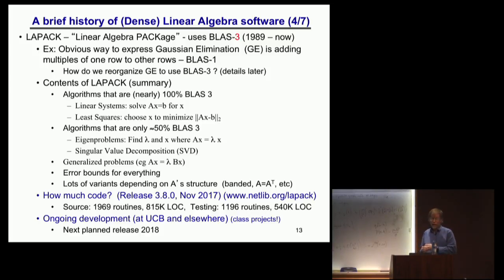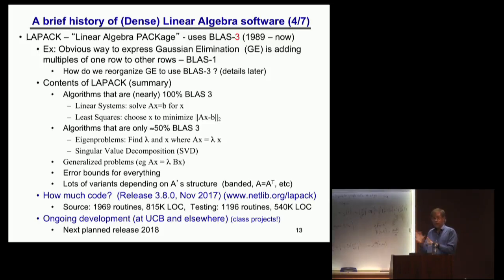So when you think about Gaussian elimination, the way we teach it is you take one row of the matrix, add multiples of it to the later rows to zero out in a column, and that's naturally a BLAS 1 operation, and so that's going to run as slowly as possible. And so the question is, how do you reorganize everything to do matrix multiply in the inner loop? And we'll do Gaussian elimination in the next lecture.